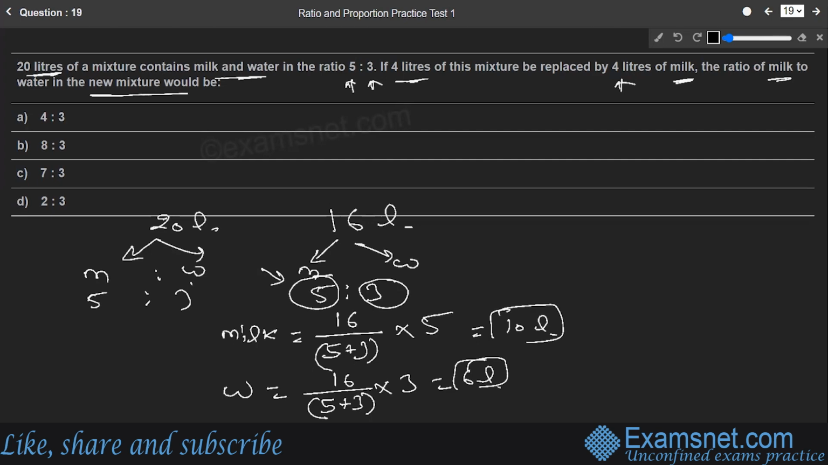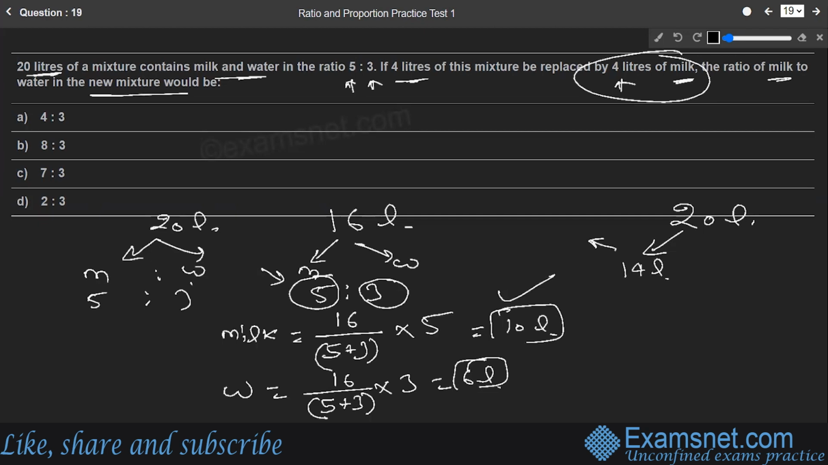What they have done now, after removing this 4 liters of mixture, is replace it with 4 liters of milk. That means they have added 4 liters of milk into it. So if 4 liters of milk has been added, the total composition again becomes 20 liters. Now in this 20 liters, how much is the milk part? The older milk part was 10, and 4 is also added. So the total milk part becomes 14 liters.